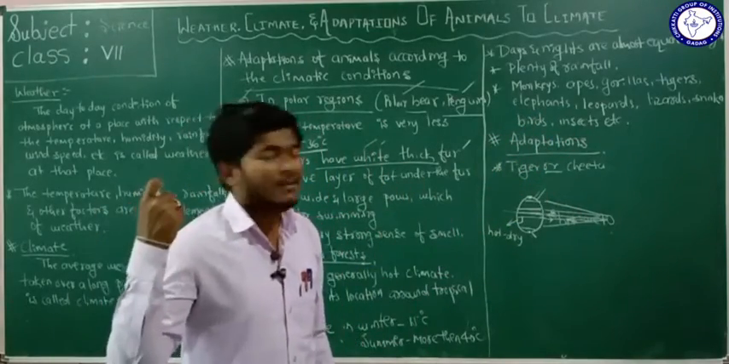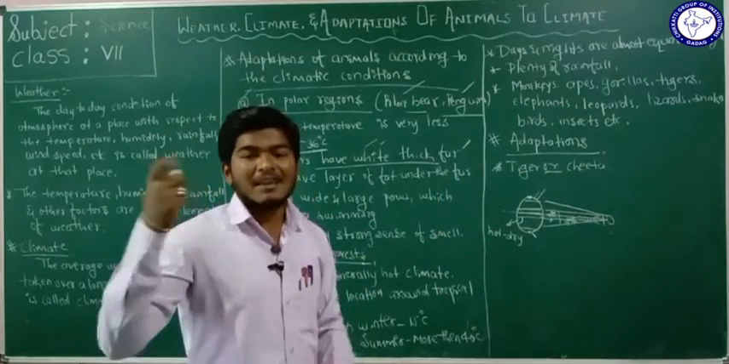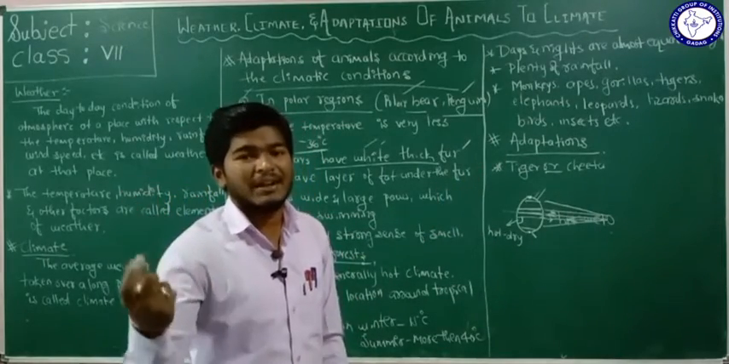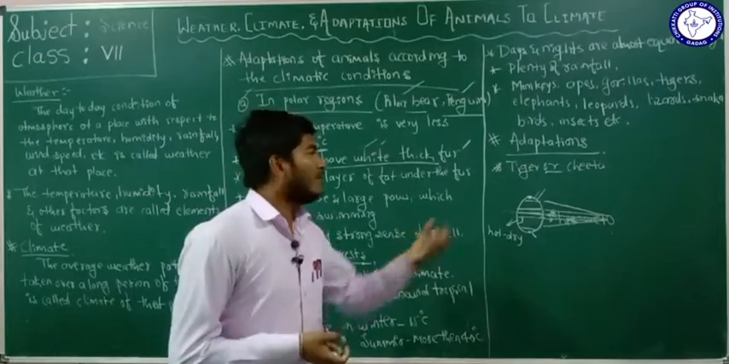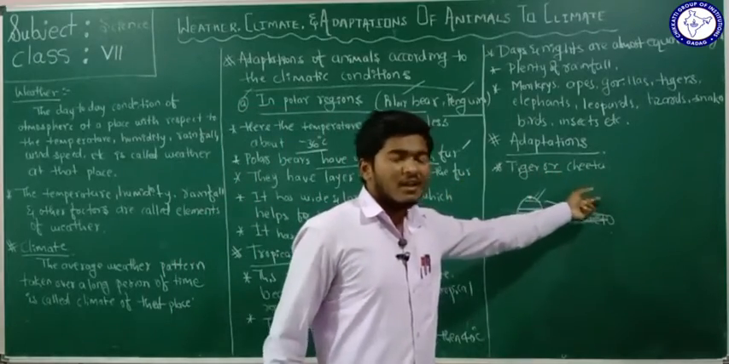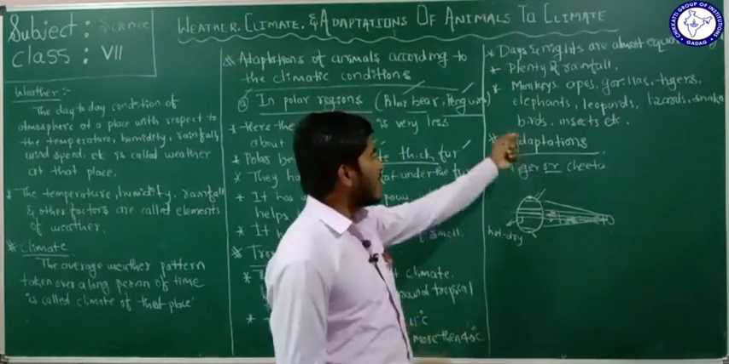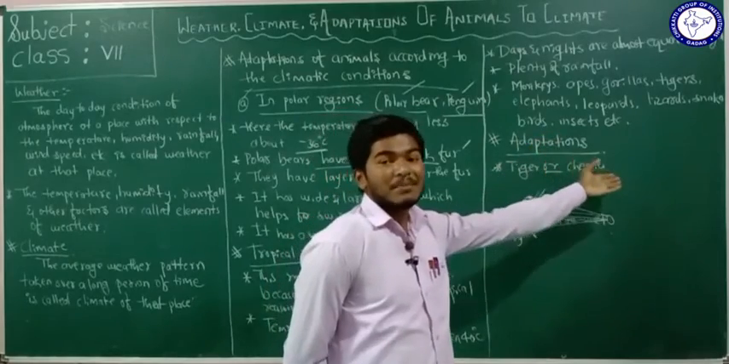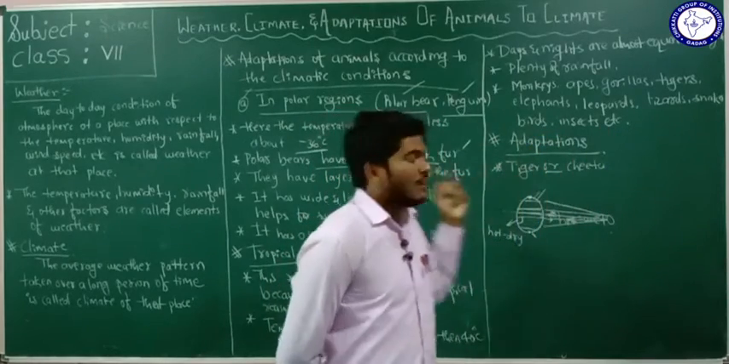Deer also has the capacity to run very speedily. Why? Because to get saved from the tiger and cheetah. So it is one of the adaptations which we are going to see in the animals which are present in the tropical rainforest.